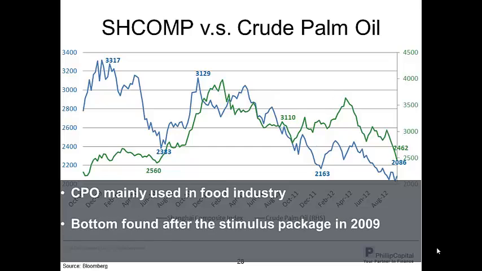This is a chart of the Shanghai Composite Index and crude palm oil prices. Crude palm oil prices found a bottom in early 2010 after the introduction of the previous 4 trillion stimulus package in 2009 during the financial crisis. Economic activities brought about by the current stimulus project will likely spur the demand for crude palm oil in its various usages in the near future, supporting crude palm oil prices.